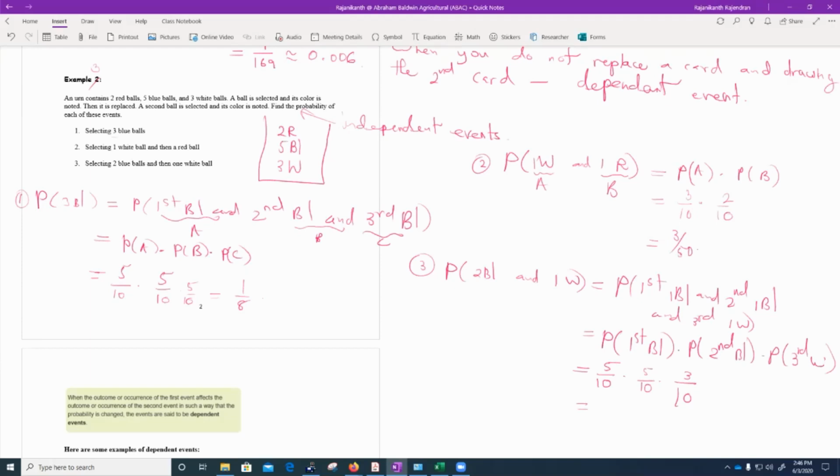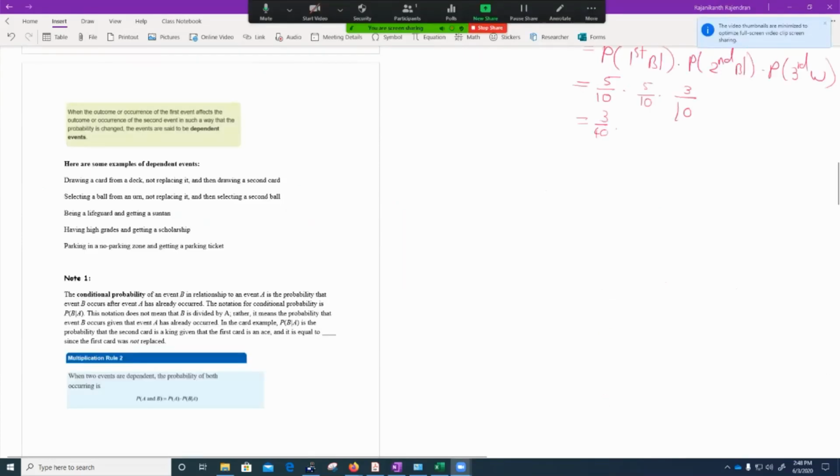So then simplify this answer. So this is going to be half times half, 1/4. So 1 times 3 over 40. Okay, let's look at the second definition here.